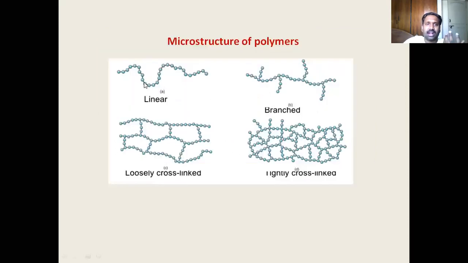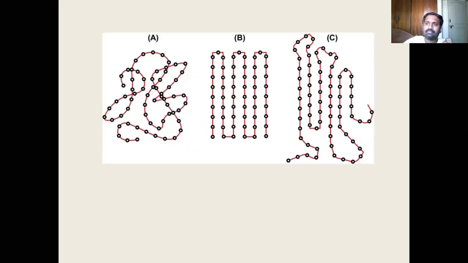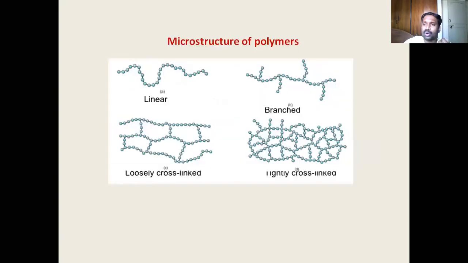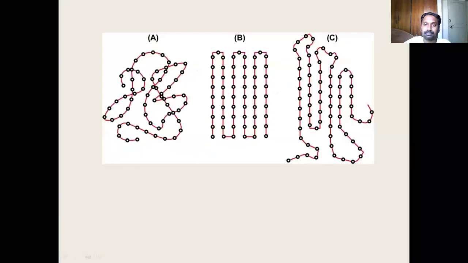Similarly here, these cross-linked are very rigid, whereas loosely cross-linked are a bit elastic. So these physical properties are controlled by the microstructure of the polymers. Okay, so that is about macro and microstructure.